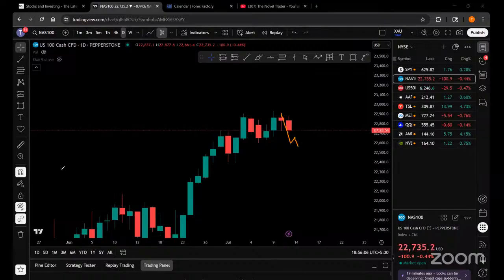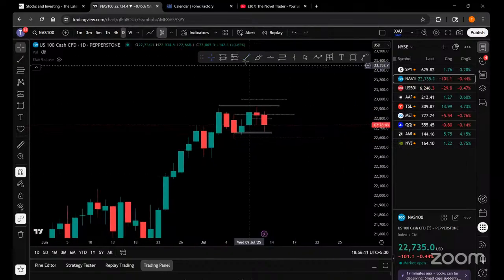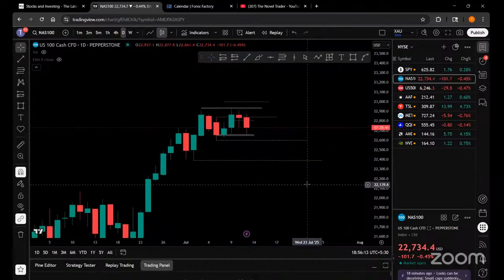So if the price continues over here, the first target that you can expect in the market is the level of 22,600, and the next level to be targeted is around 22,391. So these are the two levels.